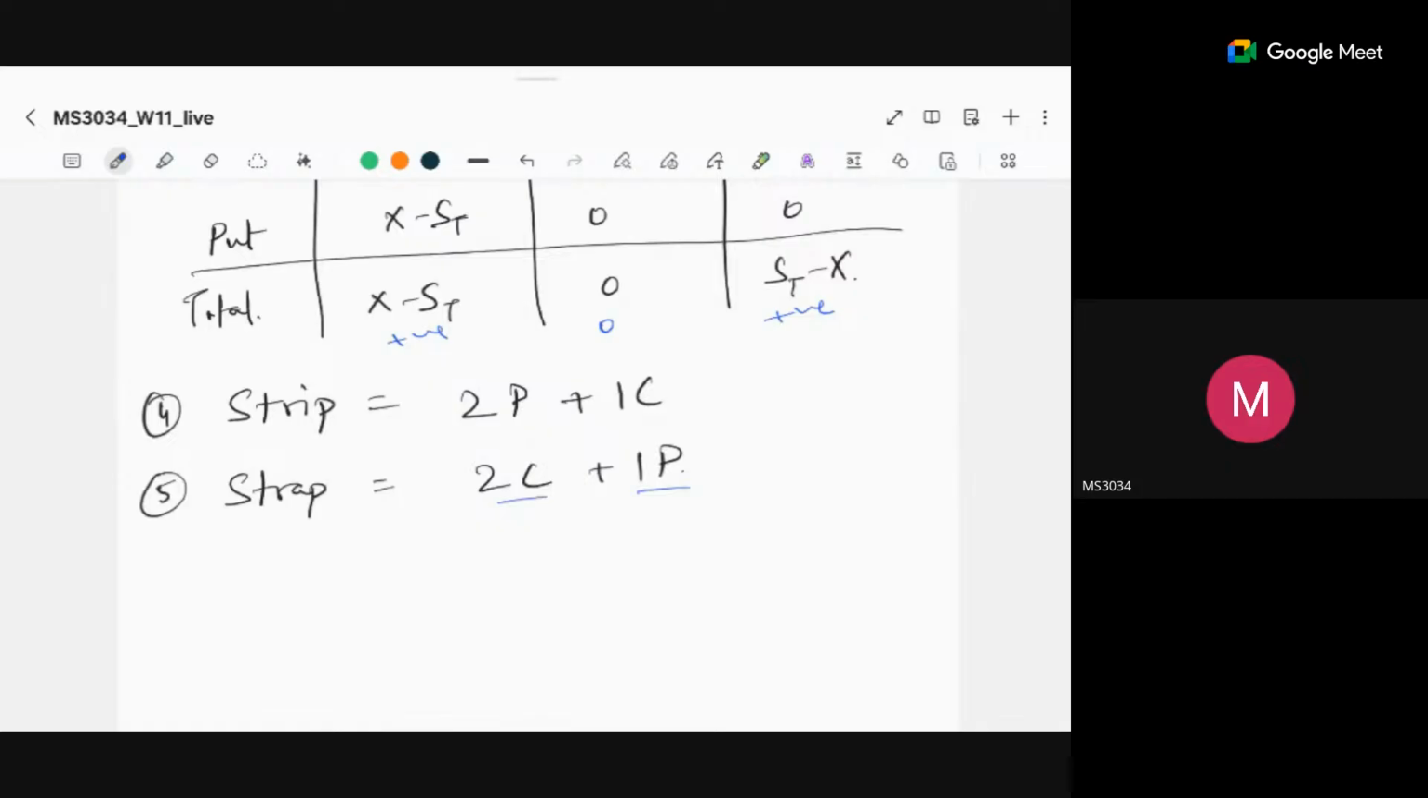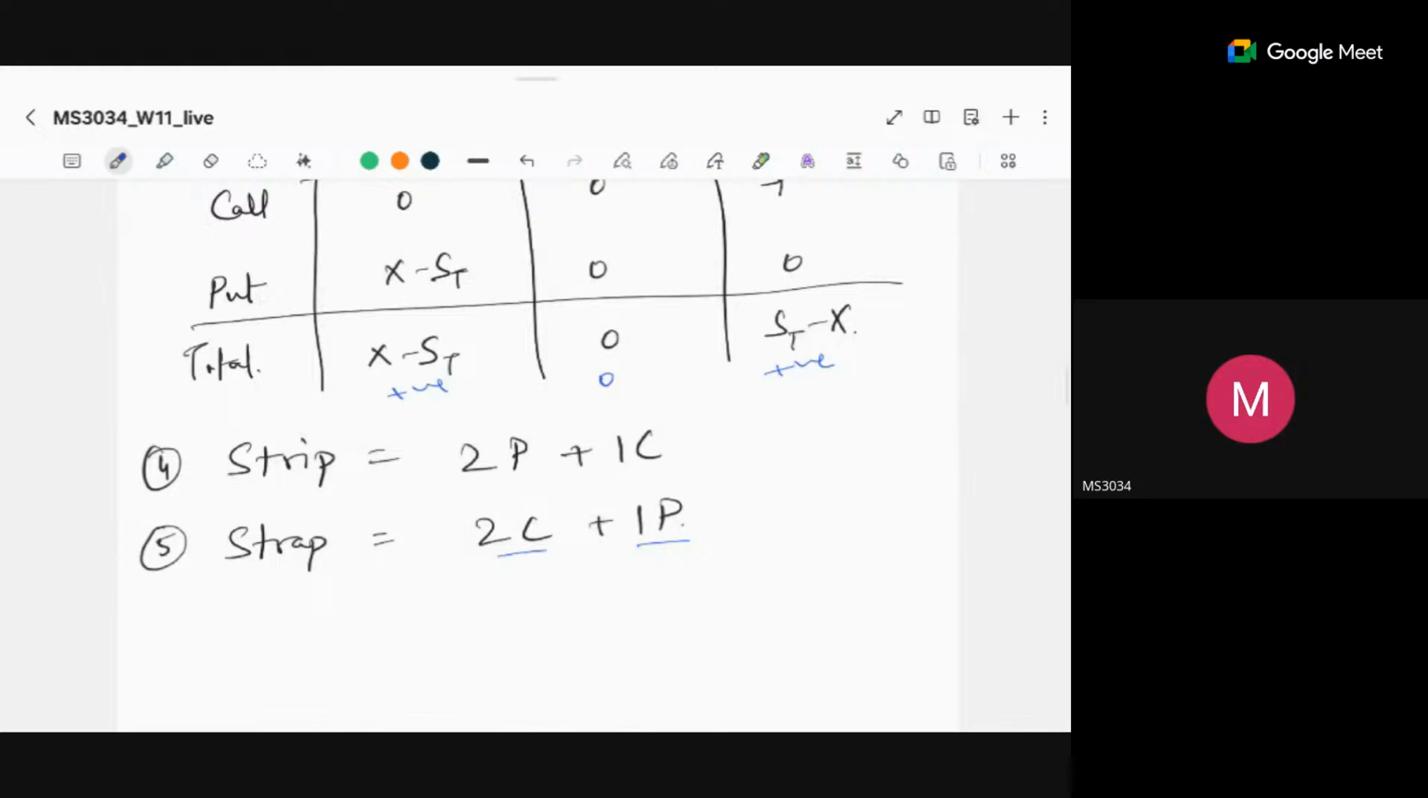There are a lot of other strategies also for risk management, but in this course we cover only the tip of the iceberg, and these are the 5 strategies which were discussed in the lectures. So you should understand how to analyze these types of portfolios which involve options also.